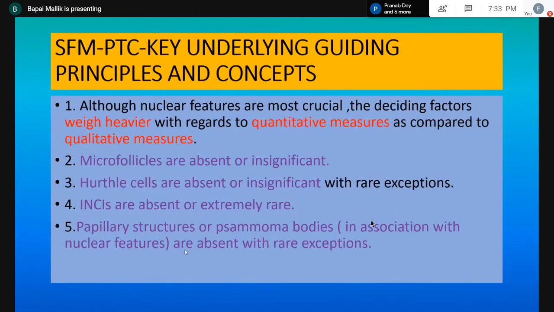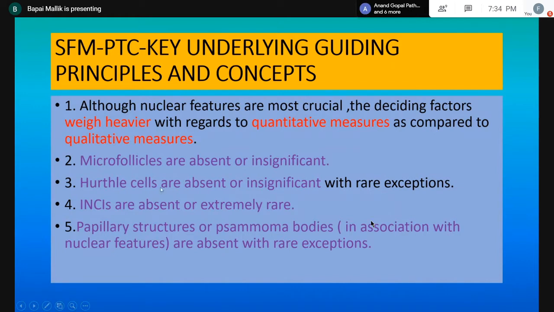That means you think there is some kind of malignancy, but you are not sure what kind of malignancy it is. So, suspicious for malignancy, papillary thyroid carcinoma, the key underlying guiding principles and concepts are as follows. Although understanding and appreciating the nuclear features is most crucial, the deciding factors weigh heavier with regards to quantitative measures as compared to qualitative measures. And we are going to see what that means. In these cases, microfollicles are absent or insignificant. So if you have a lot of microfollicles, it is not going to come under this particular category. Usually it doesn't. It goes under the category of suspicious for follicular neoplasm, unless you are absolutely sure that you are dealing with a follicular variant of papillary carcinoma or NIFTP.